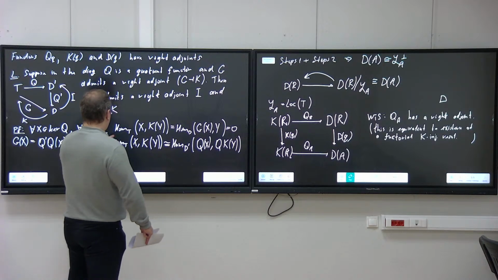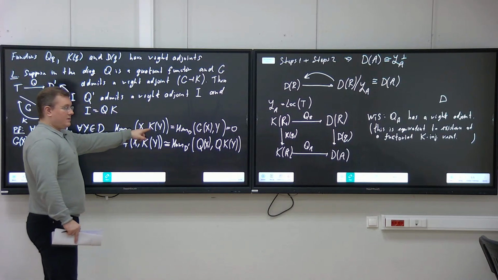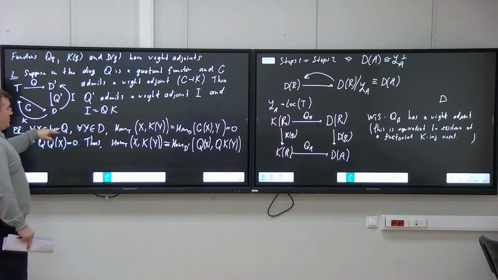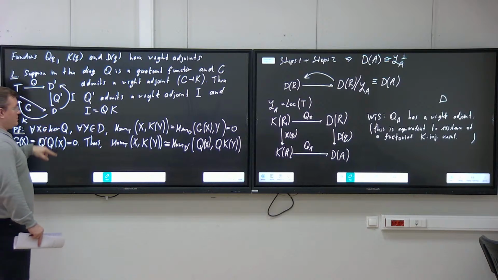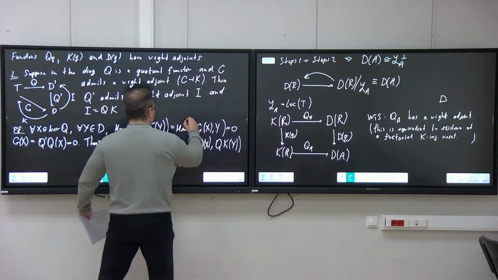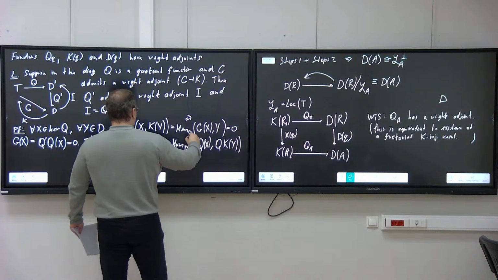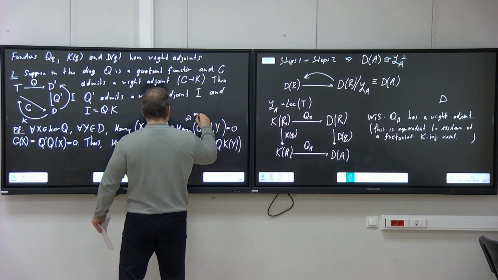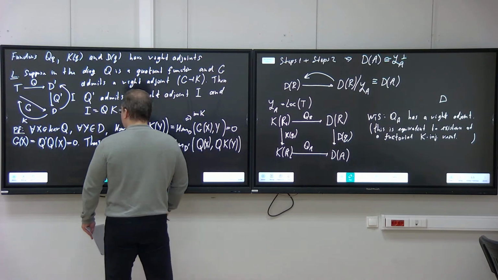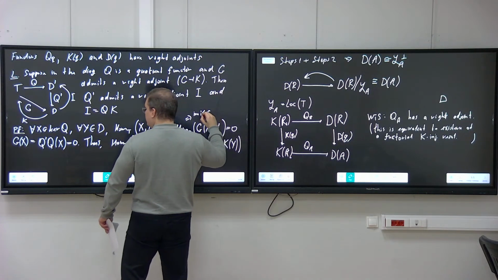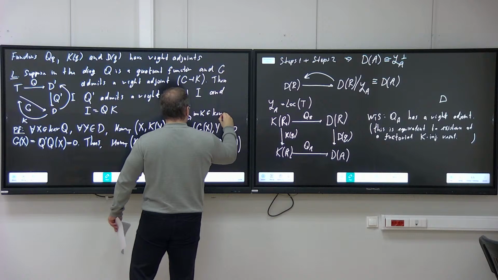But when I compute any home between x and the k of y, x is in the kernel of q, right? So I'll get 0. So it means, by this computation, since this is 0, the image of the functor k is in the right orthogonal to the kernel of q.